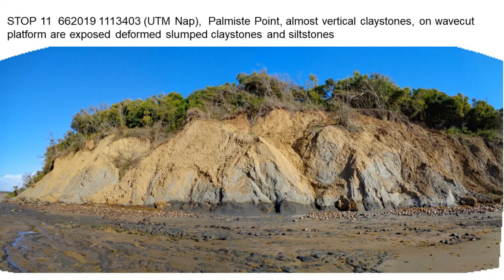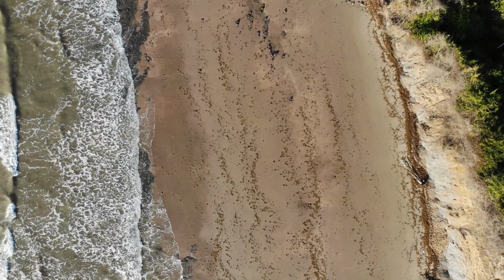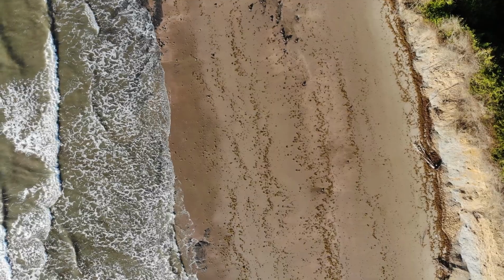At stop 11, Palmiste Point, we are seeing almost vertical claystones. On the wave-cut platform are exposed deformed slumped claystones and siltstone. Here we have a drone video of the wave-cut platform at Palmiste Point.